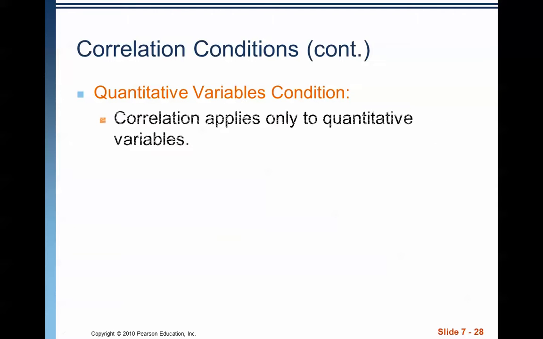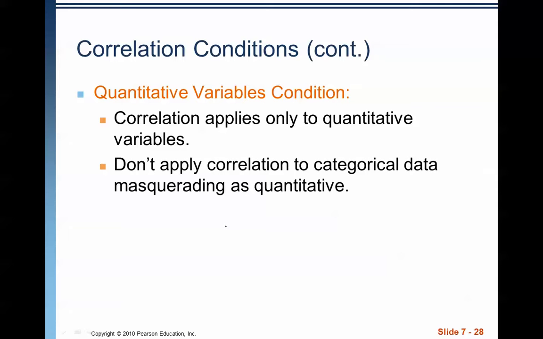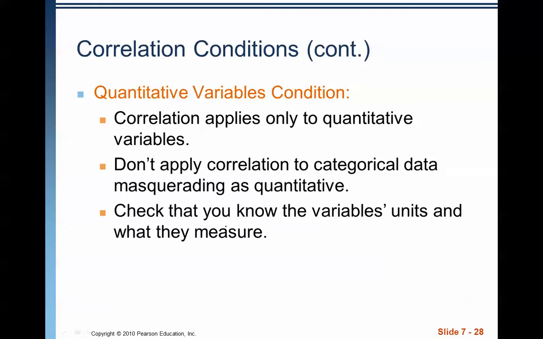First, the quantitative variables condition. Correlation only applies to quantitative variables. If they're categorical variables, leave it alone. Correlation is not a thing with categorical variables, so it doesn't work. And don't accidentally use categorical data that looks like quantitative data, like percents sometimes can. That doesn't work. It has to be quantitative data. Check the units if you're not sure. Checking the units is a good way to find out if something is indeed quantitative.